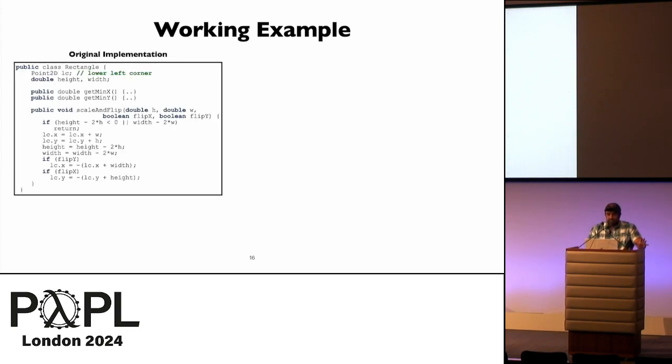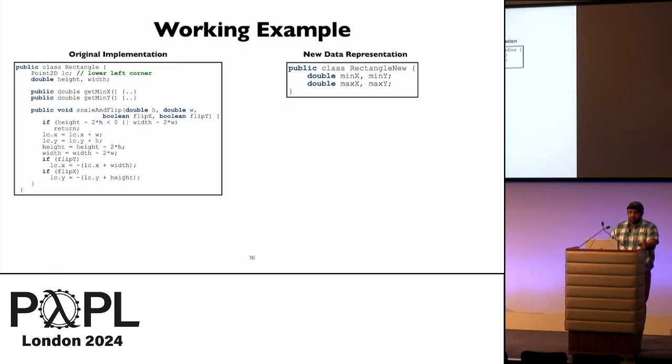To help illustrate these ideas, I will use the following working example. On the left is the original implementation of this rectangle ADT. It consists of several methods, and the one I'm going to focus on is scale and flip. The original ADT consists of three fields: LC representing the lower left-hand corner, as well as the height and the width of the rectangle. Now, suppose we want to change the data representation to only have these four fields, which are the minimum and maximum x and y values spanned by the rectangle.